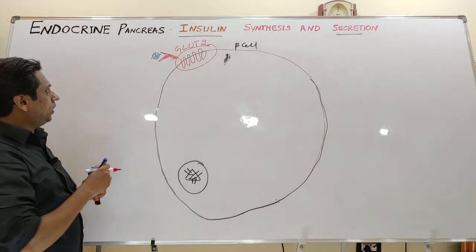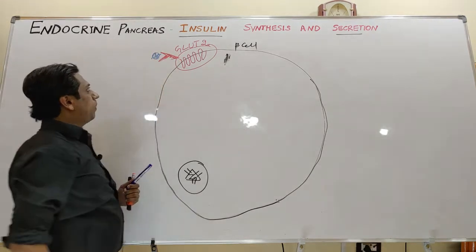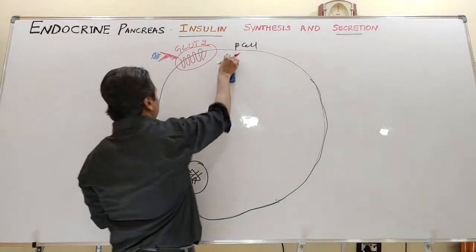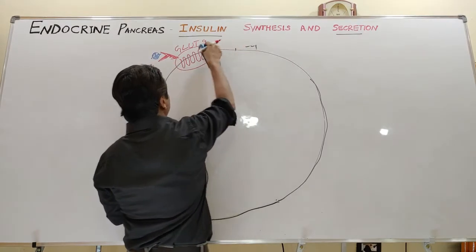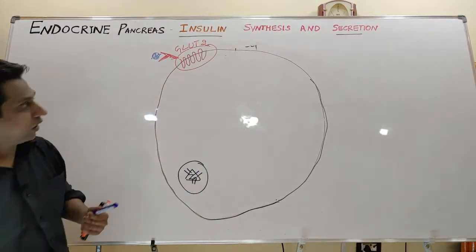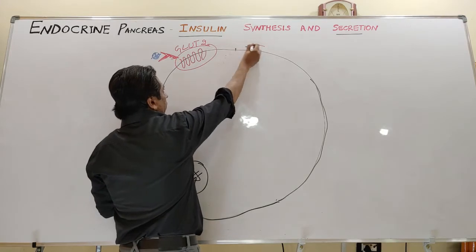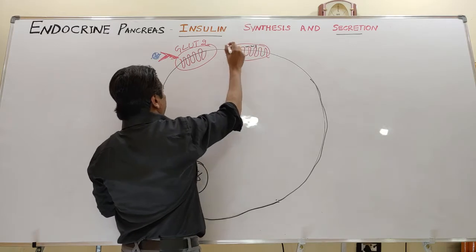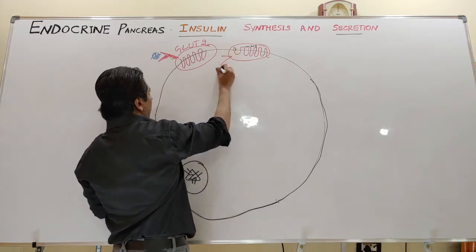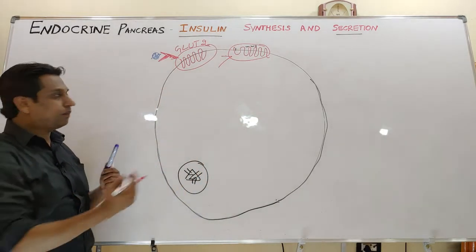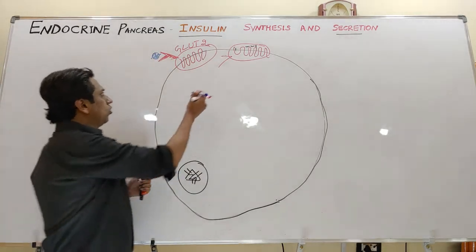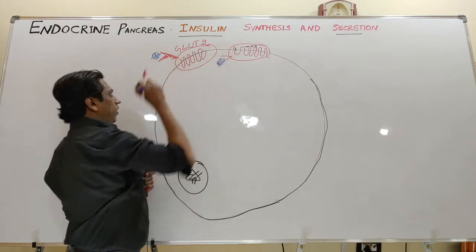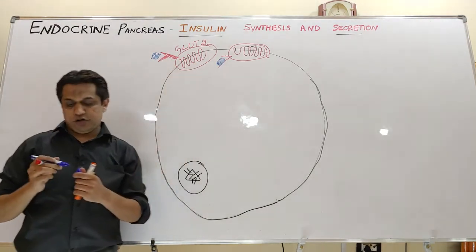When the glucose binds to this GLUT2 receptor, there is a conformational change. The GLUT2 receptor, which is present on the cell membrane of this beta cell, is a 12 membrane pass protein. With the conformational change, this domain will flip inside and the glucose molecule will enter into the beta cell. This blue colored thing is the glucose molecule.